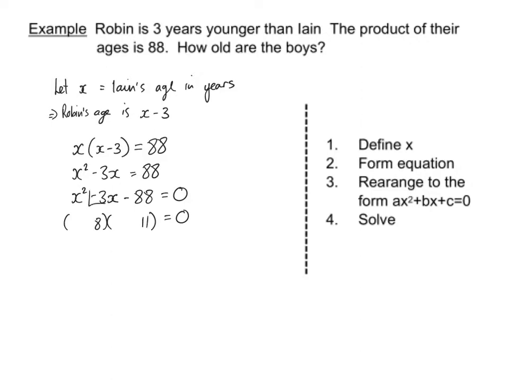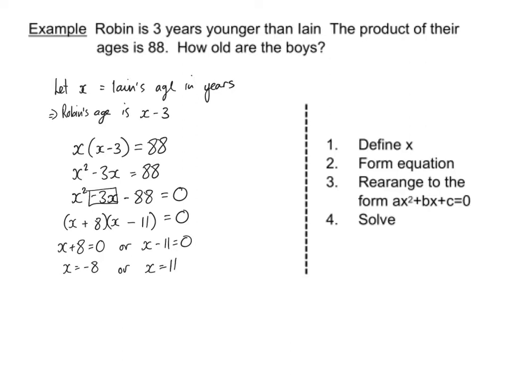And my target here is negative 3x. So I want to make negative 3 from 8 and 11. So negative 11 plus 8, or positive 8 take away 11. I'll put my x's in here. Again, quadratic equations, we're going to split into two parts. x plus 8 equals 0, or x minus 11 equals 0, meaning x equals negative 8, or x equals 11.